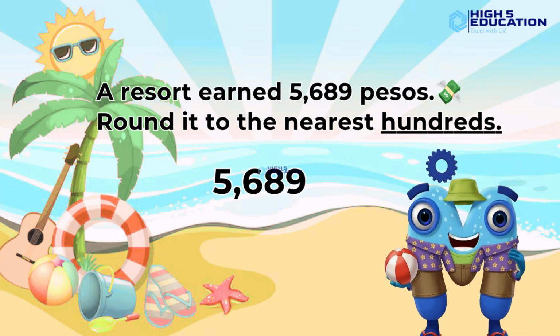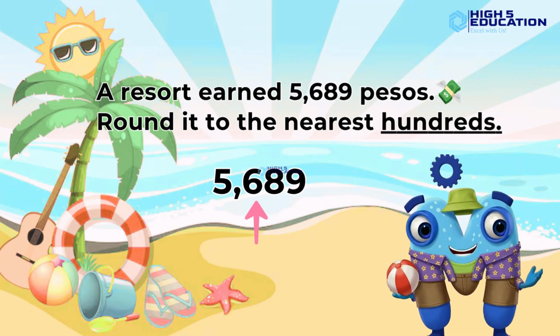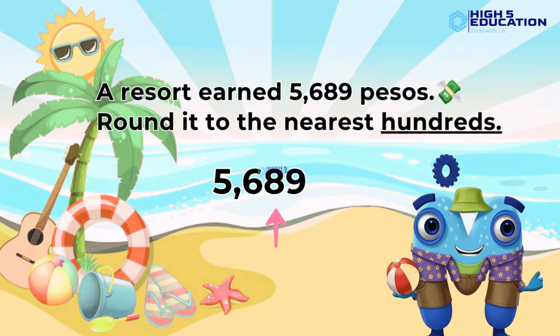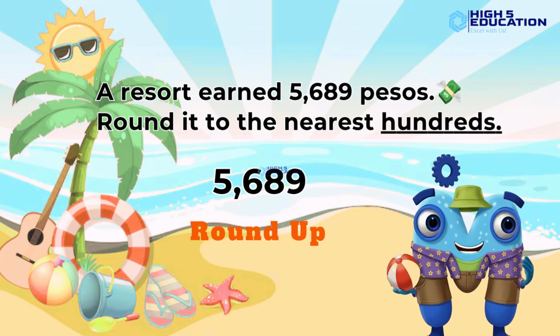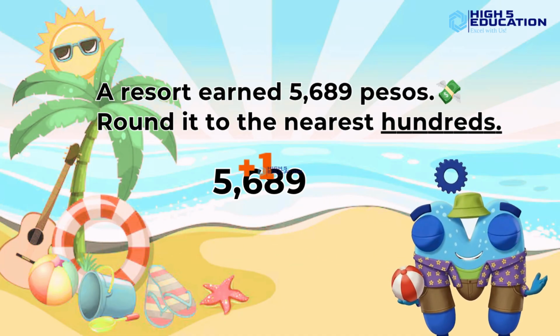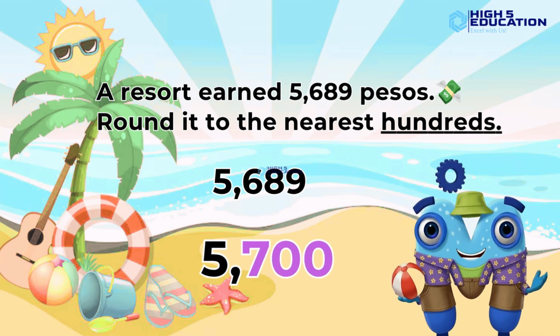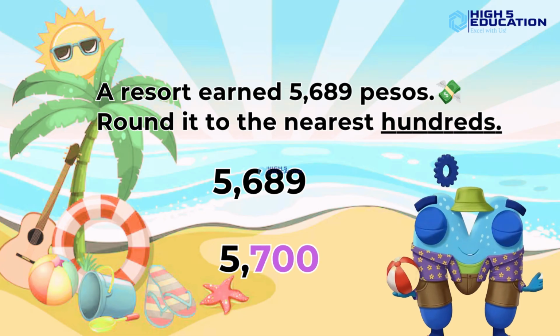Let's check. Step 1. Hundreds place is 6. So for step 2, look at the tens digit, which is 8. Step 3. 8 is 5 or more, so we are rounding up. Step 4. Add 1 and change the rest to 0. The correct answer here is 5,700 pesos. Did you get it right? High five!